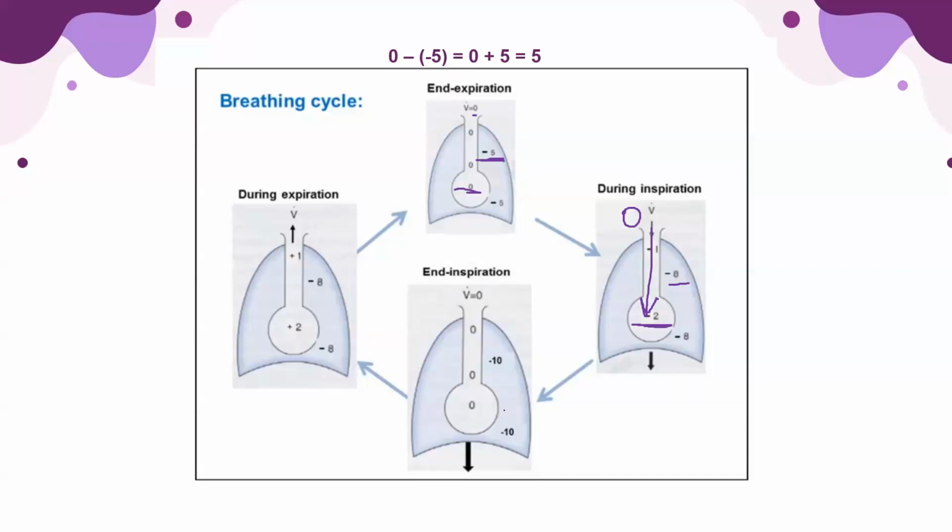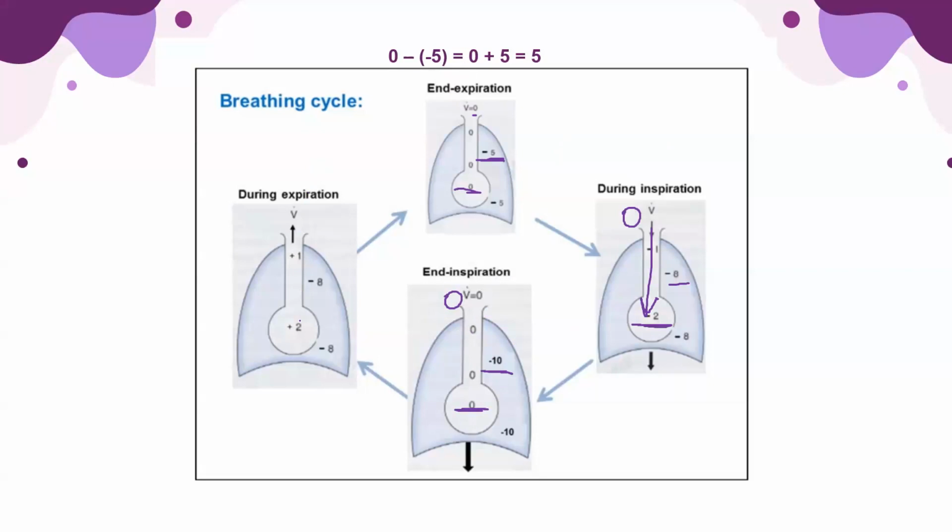Okay. Now coming to the end of inspiration, we talked about how there will be airflow until the pressure at the two locations is equal. So this is the same thing that's happening here. The atmospheric pressure was 0, and now the alveolar pressure is also 0. Okay, and that's why there is no net airflow. The intrapleural pressure is now -10.